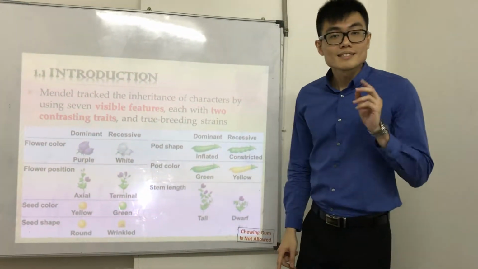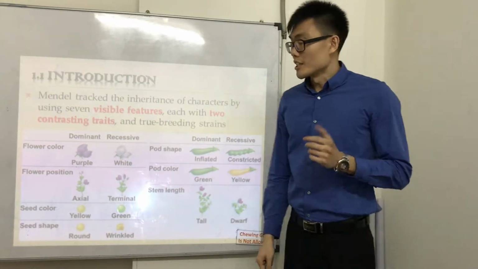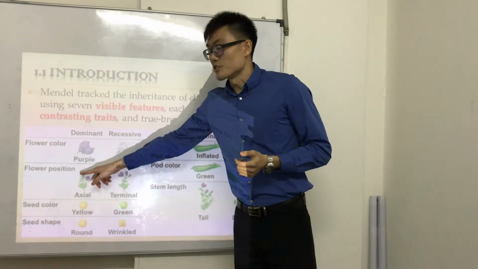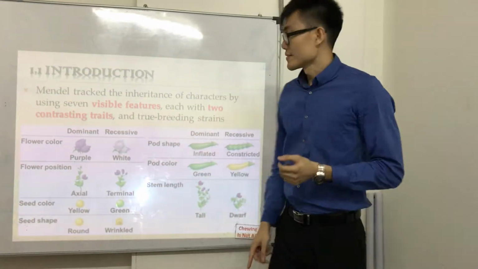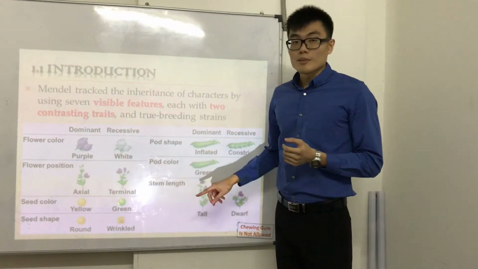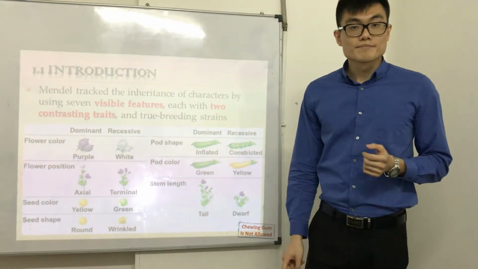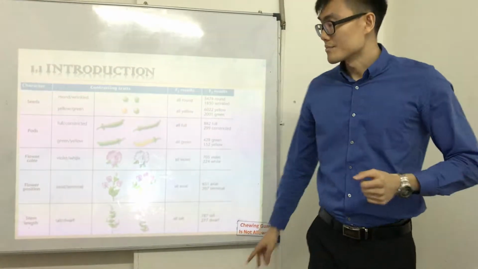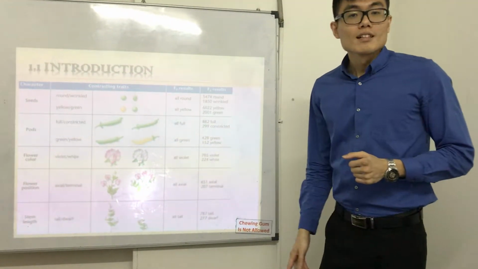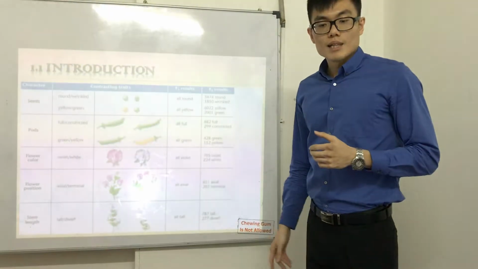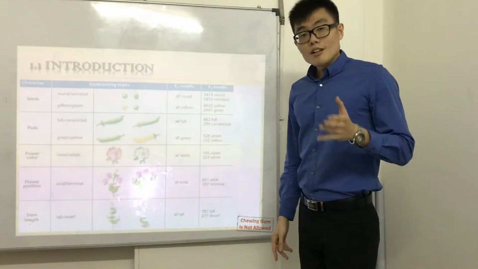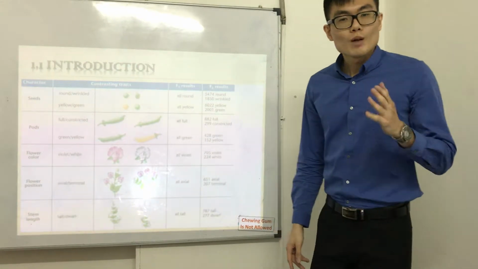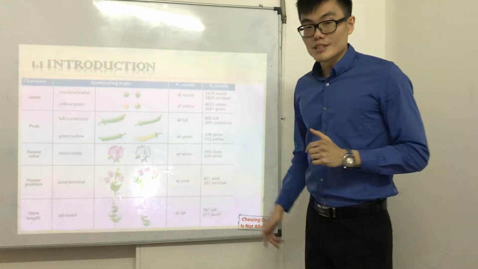Mendel tracked 7 visible features, including the color and the position of the flower, the color and the shape of the seed, the shape and the color of the pod, and the stem length. And this is the result that Mendel found from his experiment. If you are Mr. Mendel, what conclusions can you make from this result?